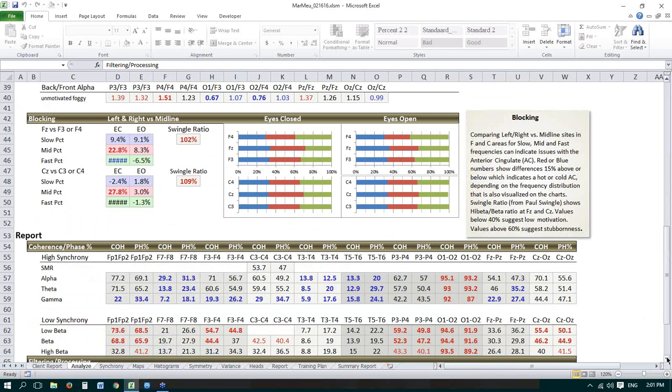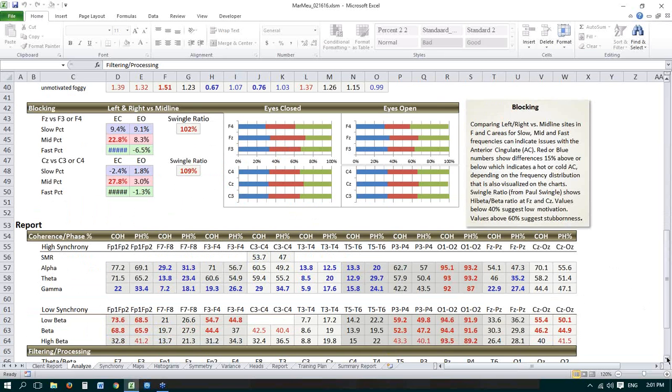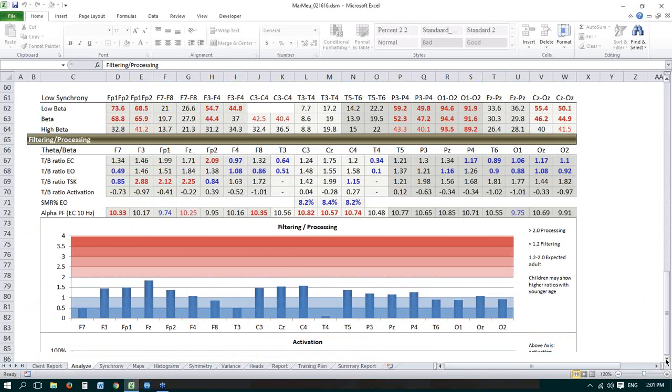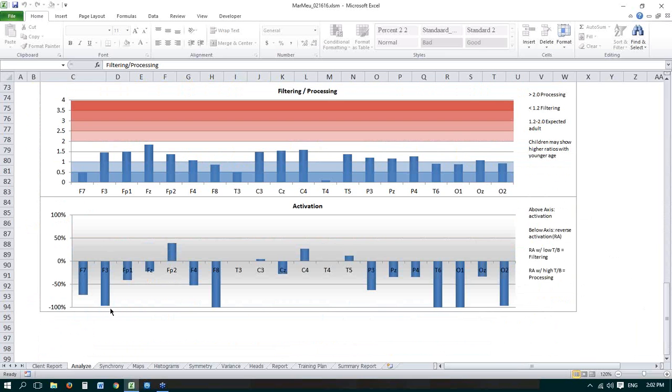And then we have here an area that shows us level of sensory motor rhythm at C3, CZ, and C4 with eyes open, and his theta to beta ratios. This is with eyes open, and then we can see down here at task that he actually reverse activates. His theta to beta ratios go up instead of down when he goes to task.